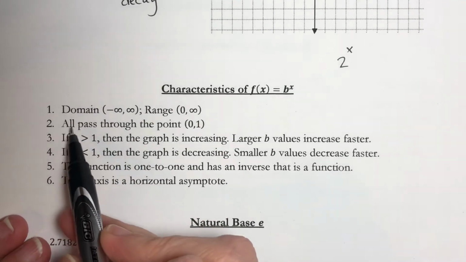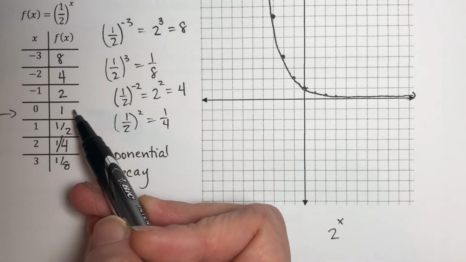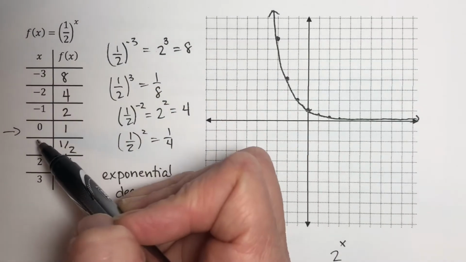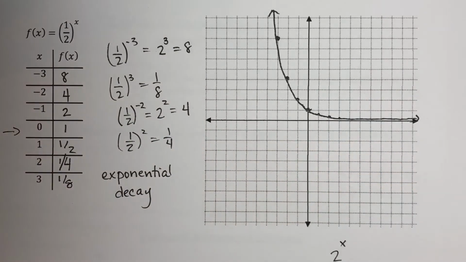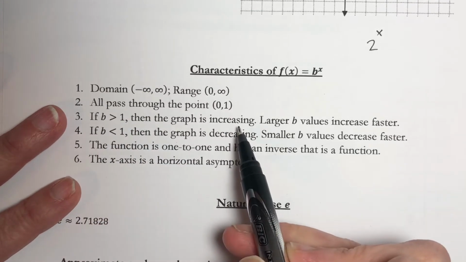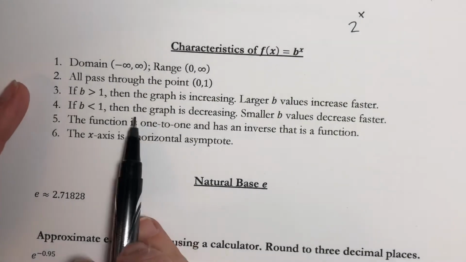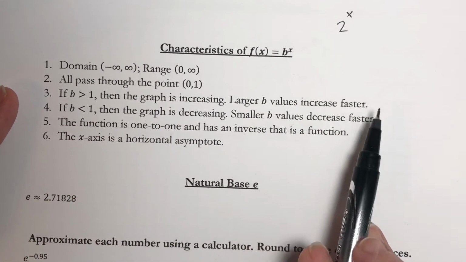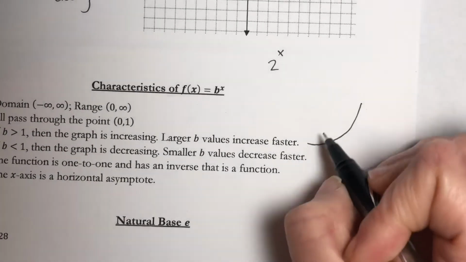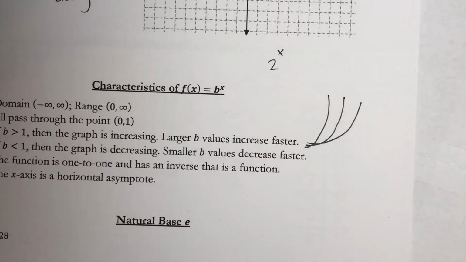Okay? All of them must pass through the point (0, 1). And I said earlier that these are the same on the chart, and that's because it doesn't matter whether this is greater than 1 or less than 1. If you raise it to the 0 power, it is 1. So you have right here. Okay? If b is greater than 1, then the graph is increasing, which was the example we saw right here. And also, the larger the b value, it increases faster. So if this is 2 to the x, this would be 3 to the x. This would be 4 to the x, and so on. It just grows that much more quickly.